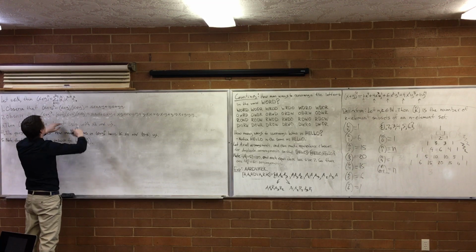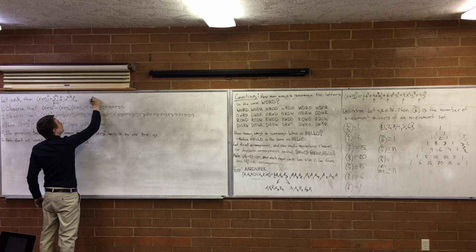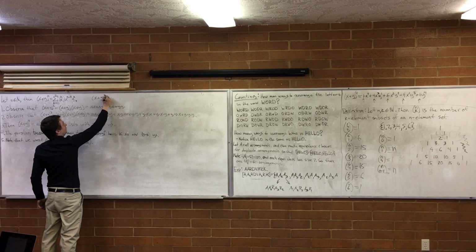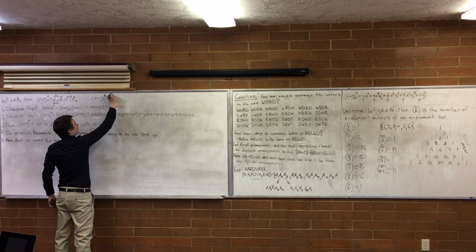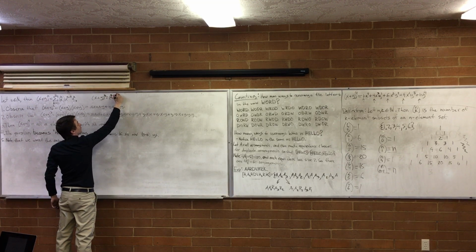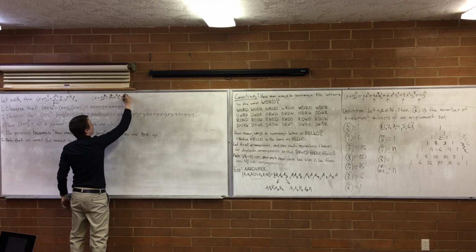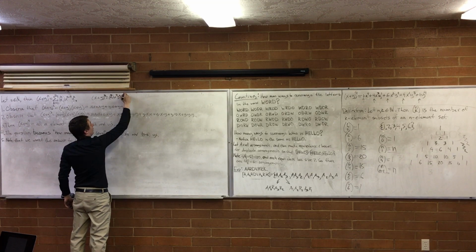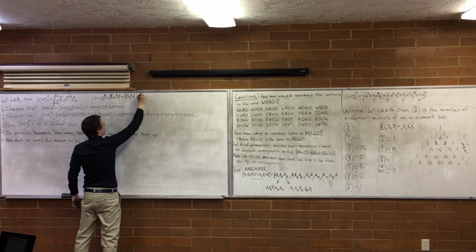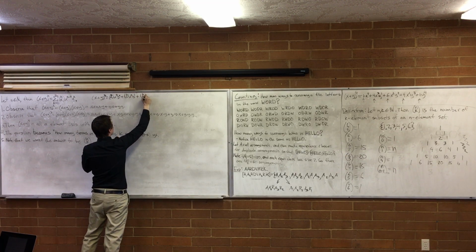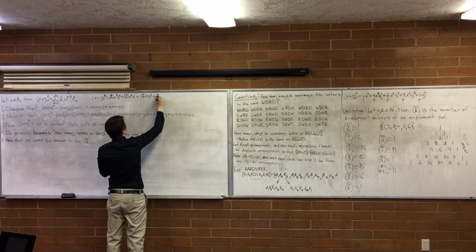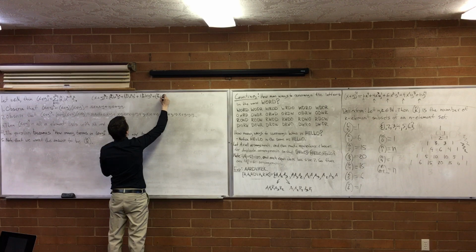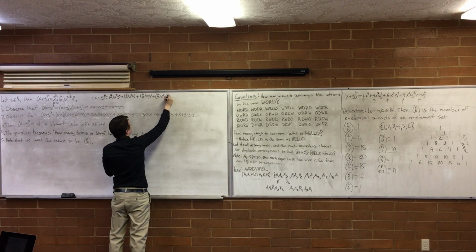So, look, when you plug in 3 to x plus y to the 3 and use the binomial theorem, what does that give you? That gives you 3 choose 0 times x to the 3, y to the 0, plus 3 choose 1, x squared y to the 1, plus 3 choose 2, x y squared, plus 3 choose 3, x to the 0, y cubed, right? Okay.